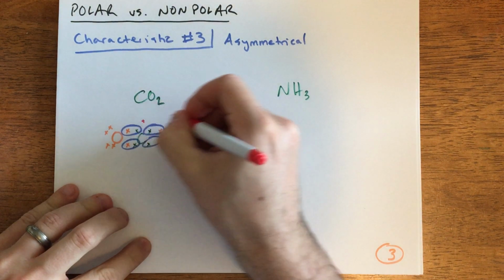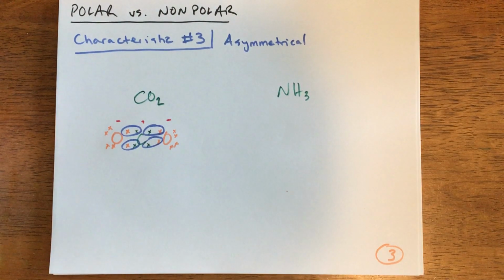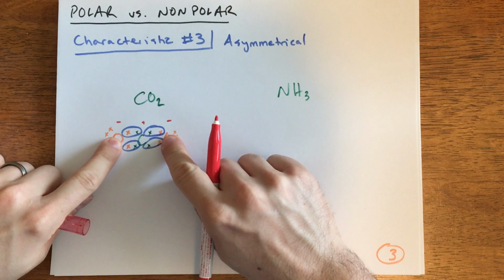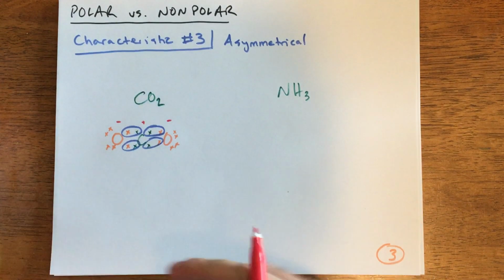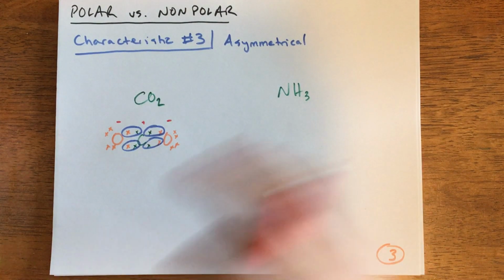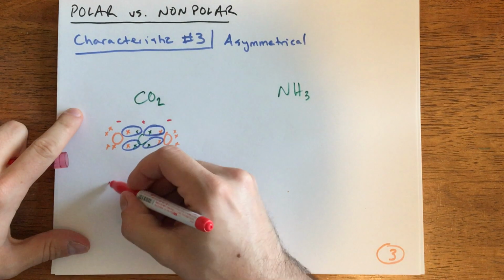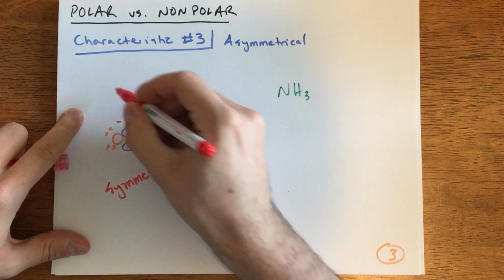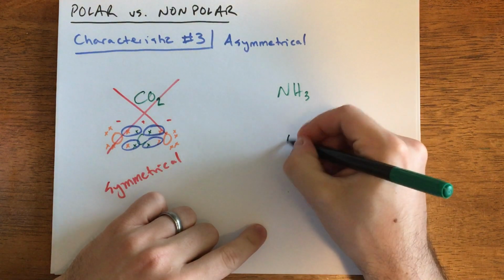If this is a little bit positive and these are a little bit negative, notice that it's not like a magnet. It needs to be like a magnet where there's kind of a north end and a south end. We have two negative charges on either side and a positive in the middle. There's no way for those to end up being polar such that they stick together like water did. So since this one is symmetrical, this one is eliminated. Let's look at ammonia at the same time.